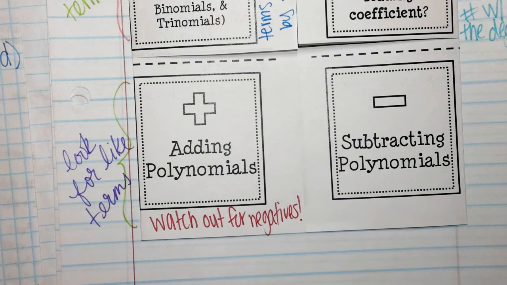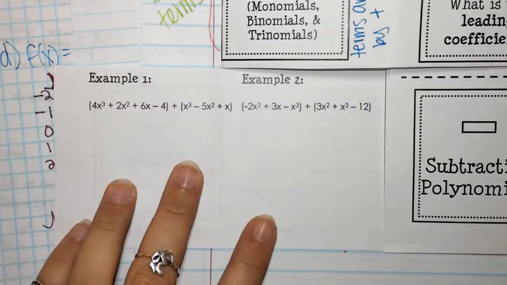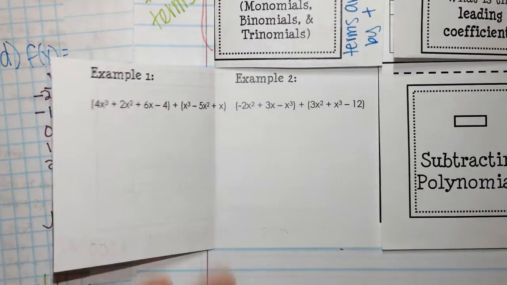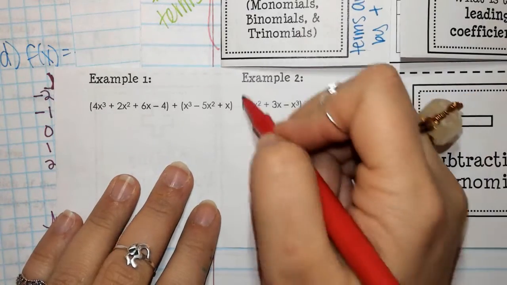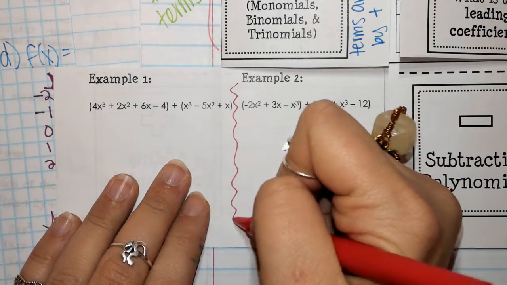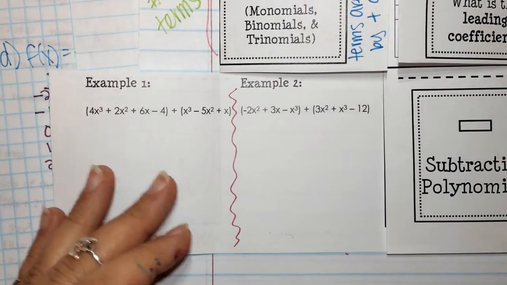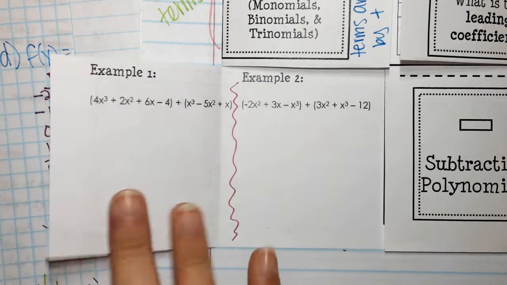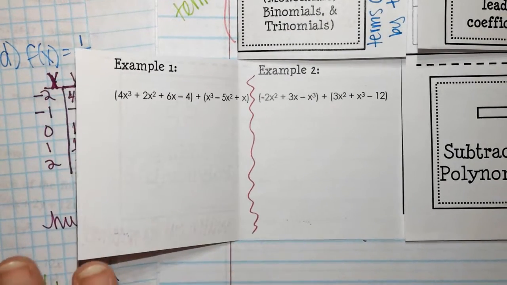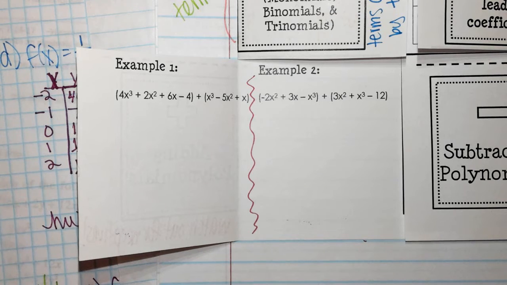Are we ready? 10, 9, 8, 7, 6, 5, 4, 3, 2, open. Alright, so we have two examples. I'm going to separate those examples by a red squiggy. That way I know what's what. And we're going to match up our like terms by using circles, triangles, squares.